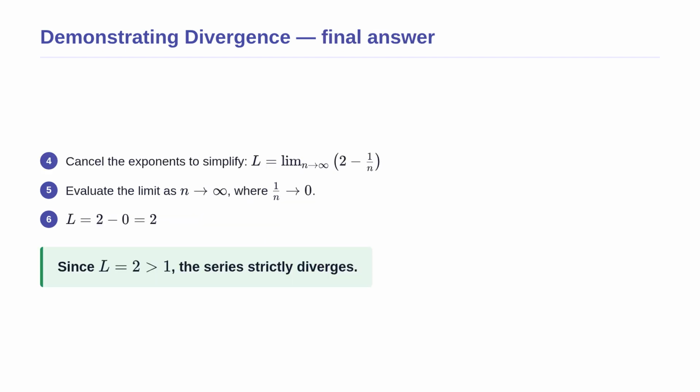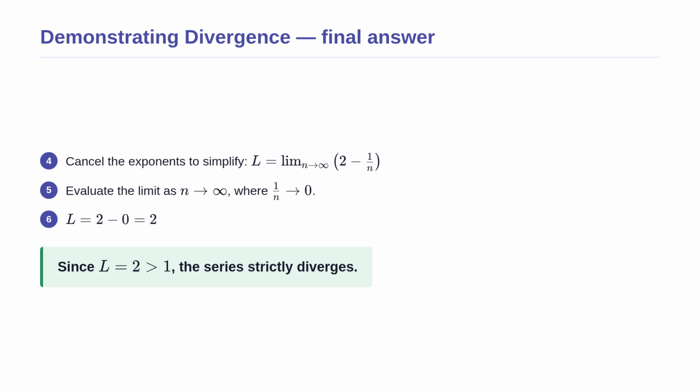Let us finish evaluating this second example. The exponents cancel out, leaving us with the limit of 2 minus 1 over n. As n approaches infinity, 1 over n becomes 0. Subtracting 0 from 2 leaves us with a final limit of 2. Because 2 is strictly greater than 1, the series is strictly divergent. This means the terms are not shrinking fast enough.